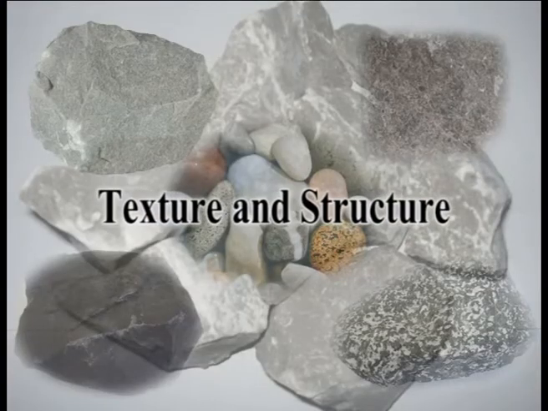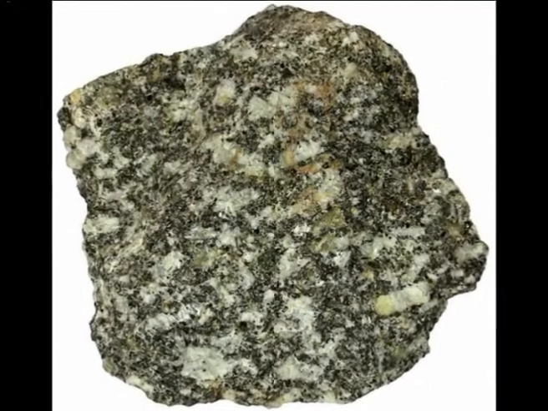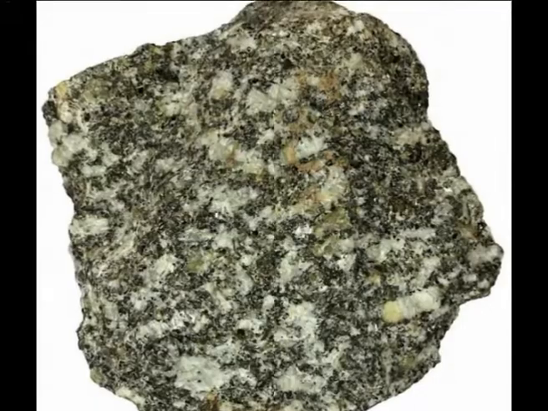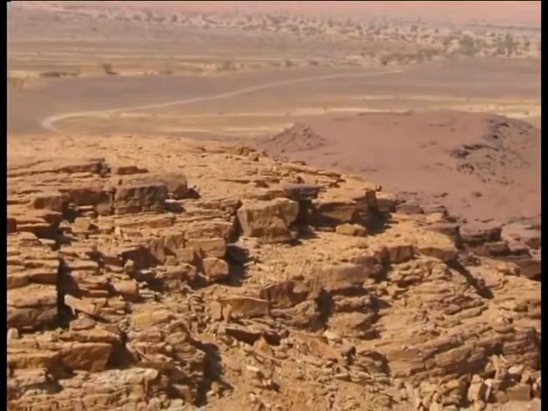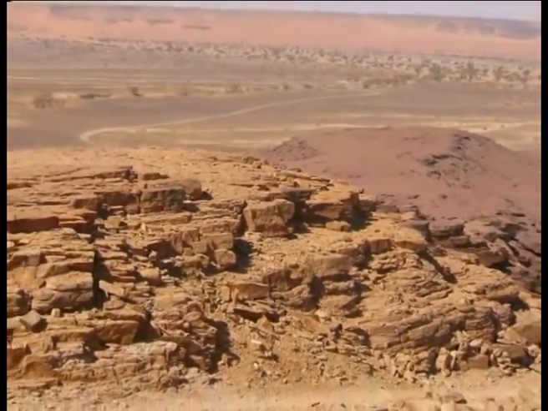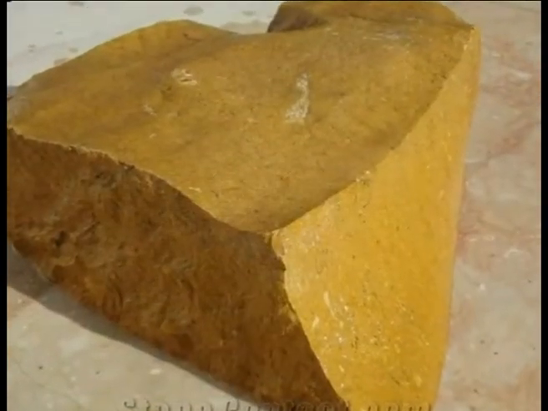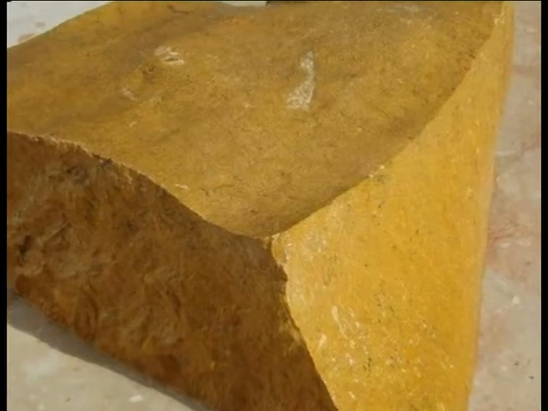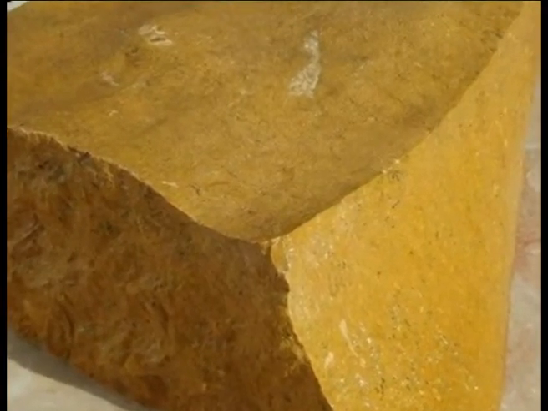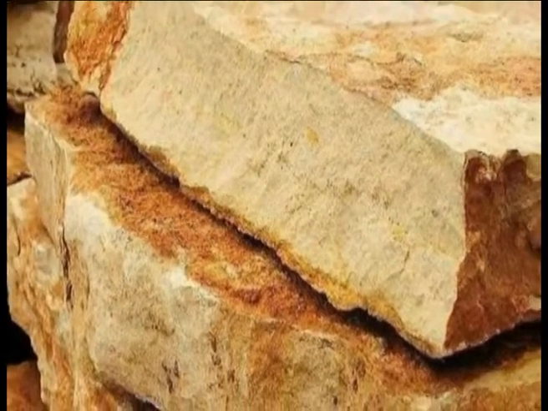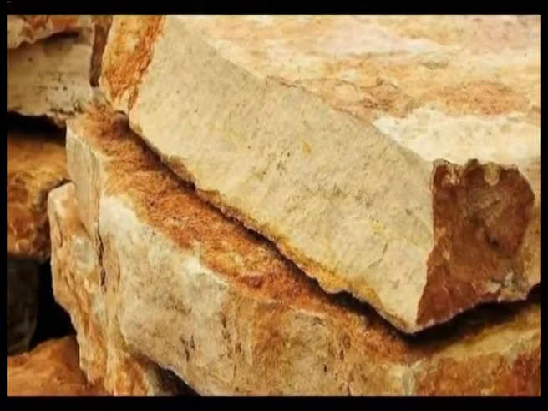Textures and structures. Texture defines the size, shape and mutual relationship of the mineral components in a rock, whereas structure determines the development of large scale features in the rock mass as a whole. Rocks may be coarse grained, medium grained or fine grained. The fine grained equigranular textured rocks are better building stones compared to coarse grained and inequigranular rocks.